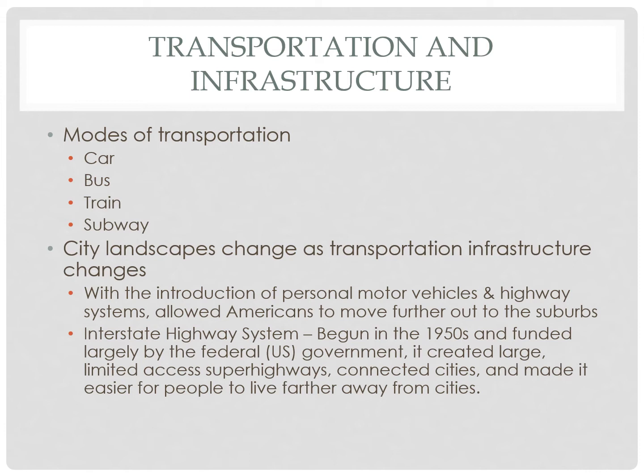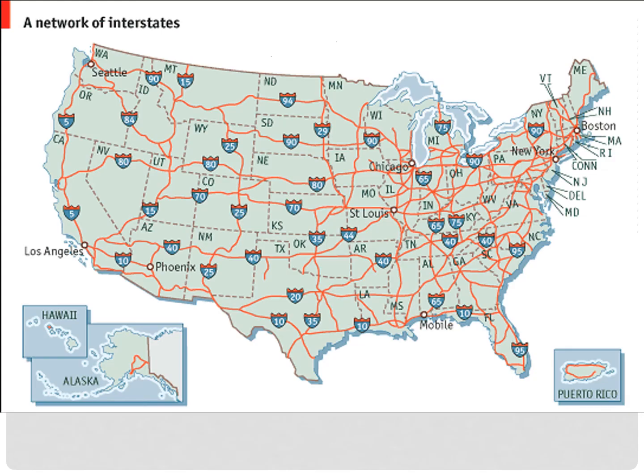And one big element that influenced urban planners, especially in the United States, was the Interstate Highway system, which is one of our vocabulary terms, so here is the definition. The Interstate Highway system was begun in the 1950s and funded largely by the federal or U.S. government. It created large, limited access superhighways, connected cities, and made it easier for people to live farther away from cities. So what ended up happening is rapid suburbanization. Now we're going to get to that here in just a moment.